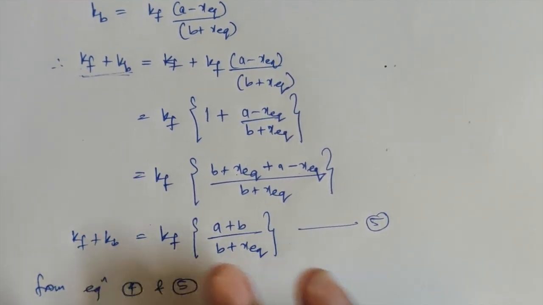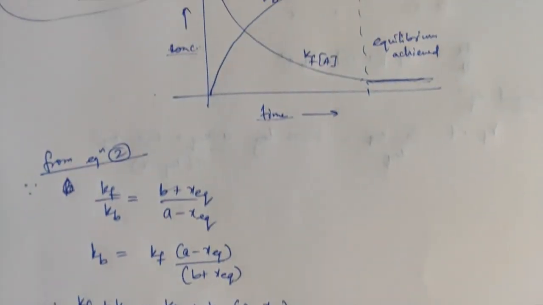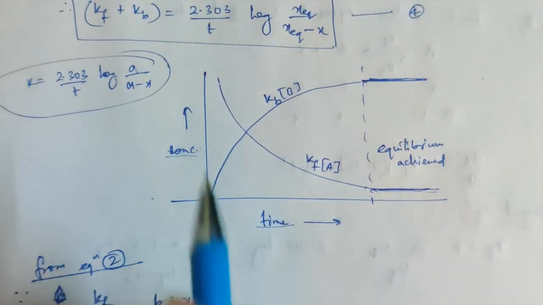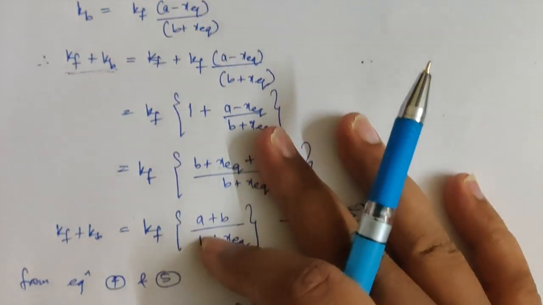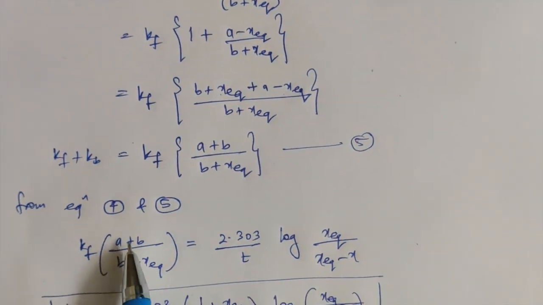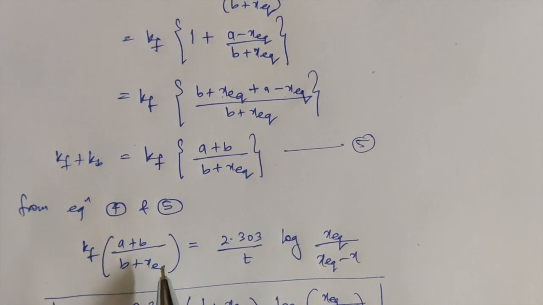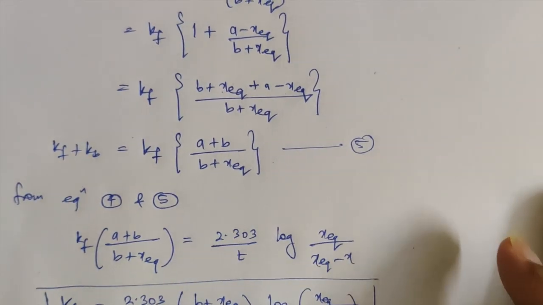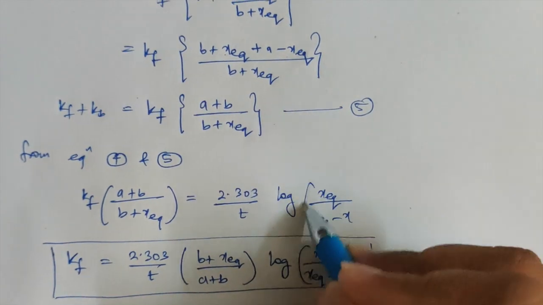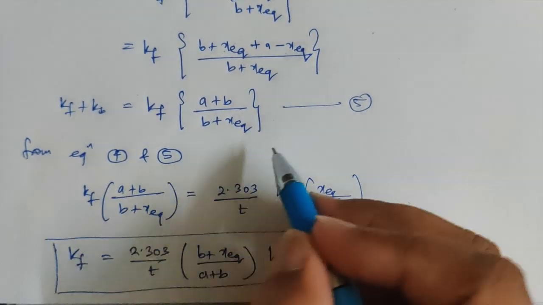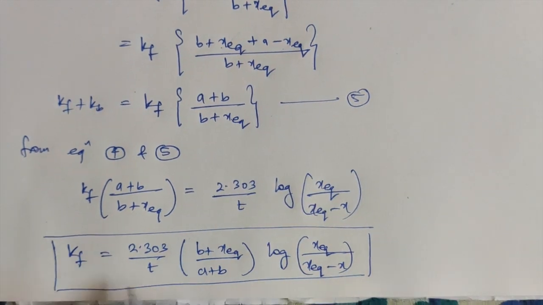Now I can substitute its value in the equation which we have calculated. I'm going to put this value in the place of kf plus kb. So I'll get kf times a plus b divided by b plus xeq, and on the right hand side I had 2.303 upon t log xeq divided by xeq minus x. Now just multiply this thing on the other side, and that's what you get, the equation for kf.